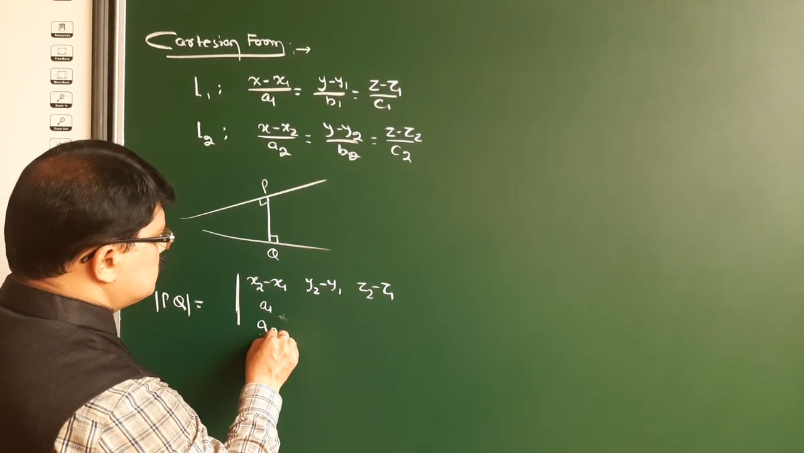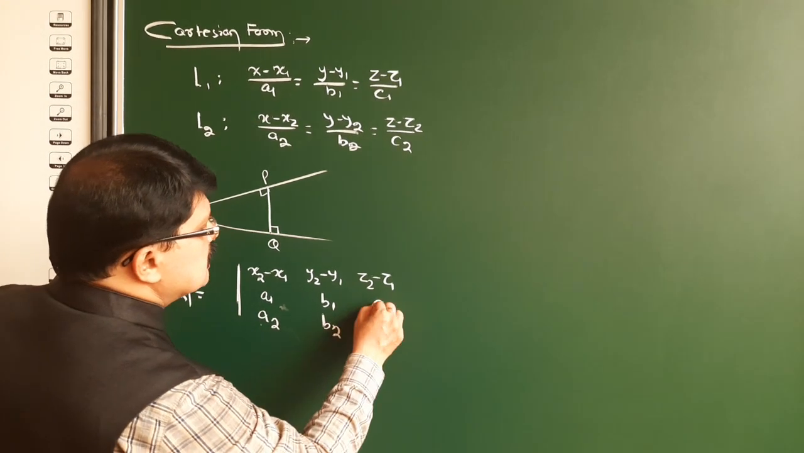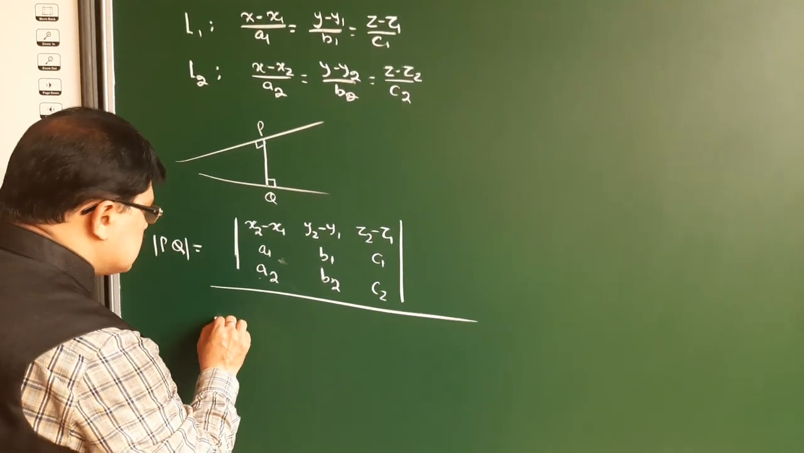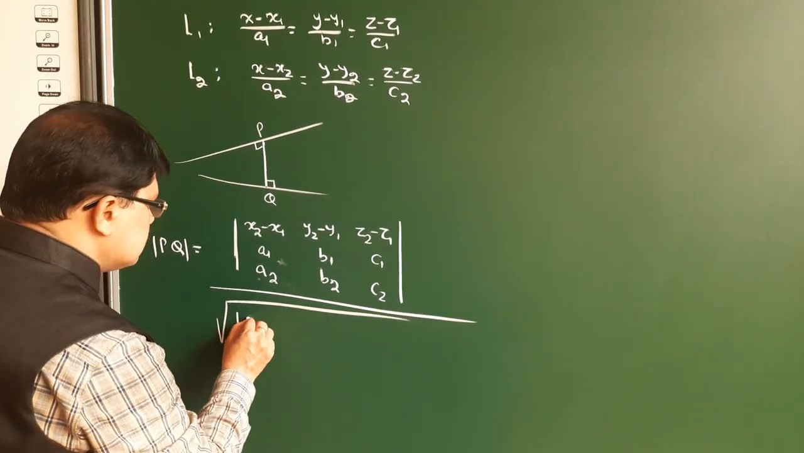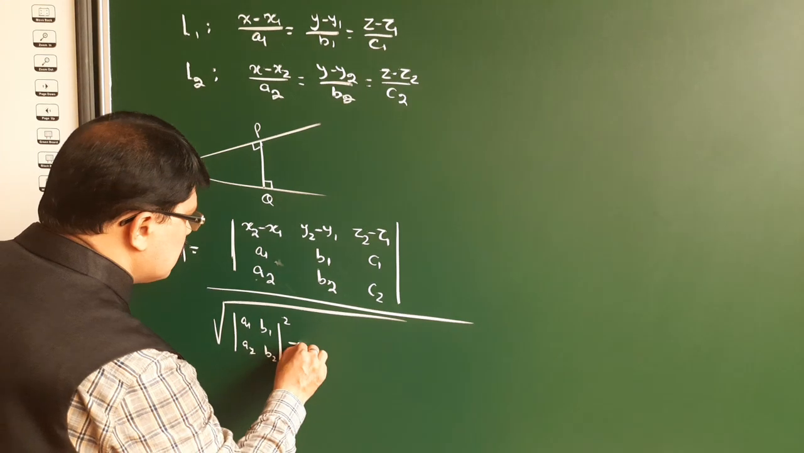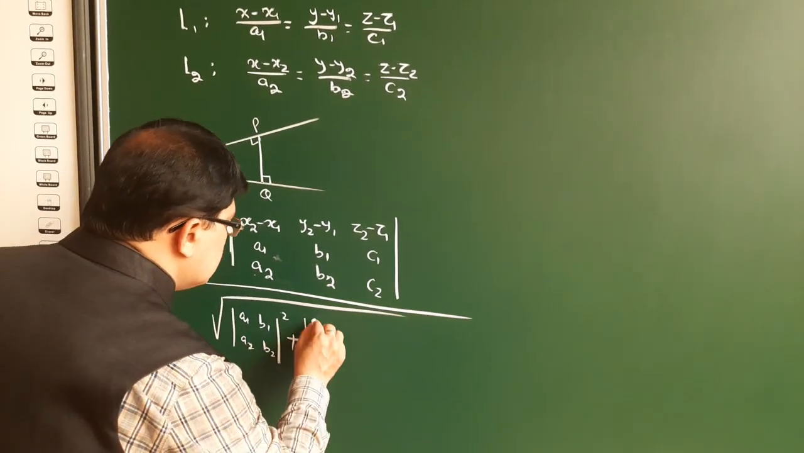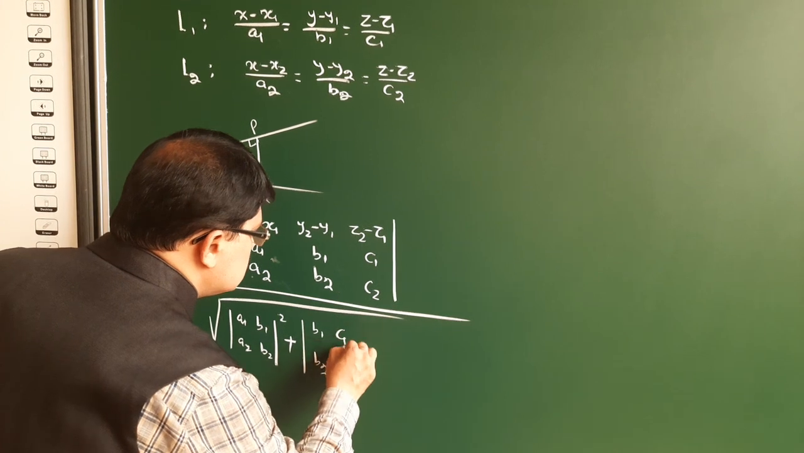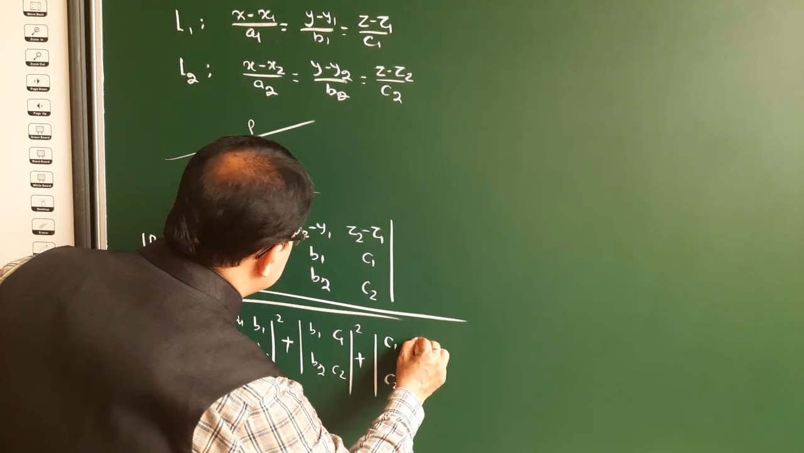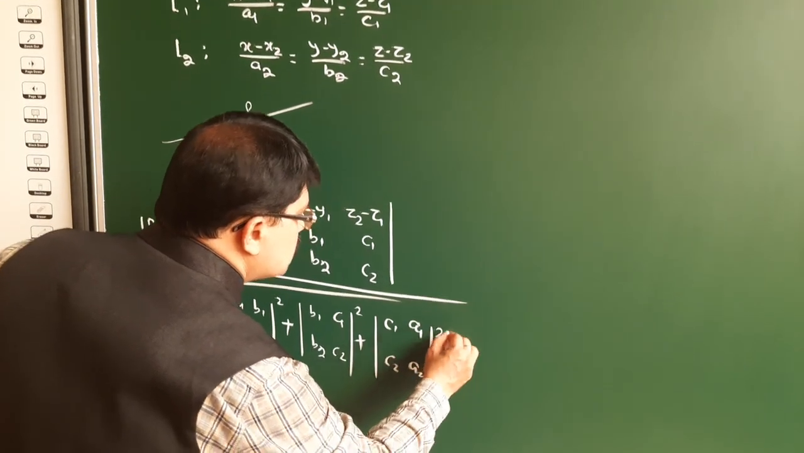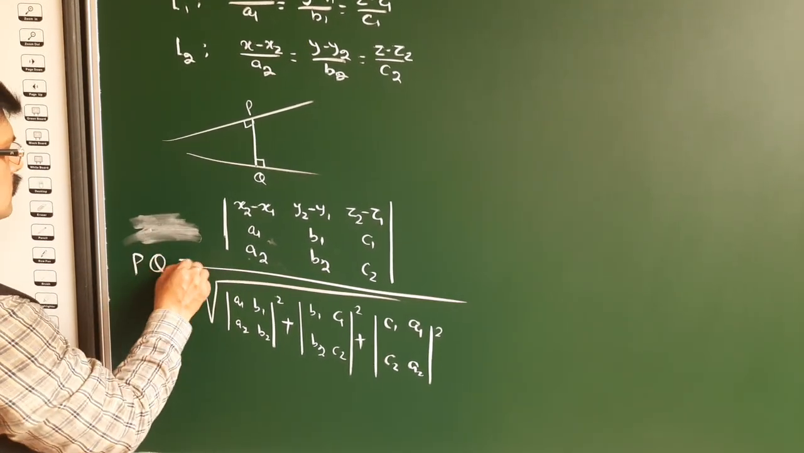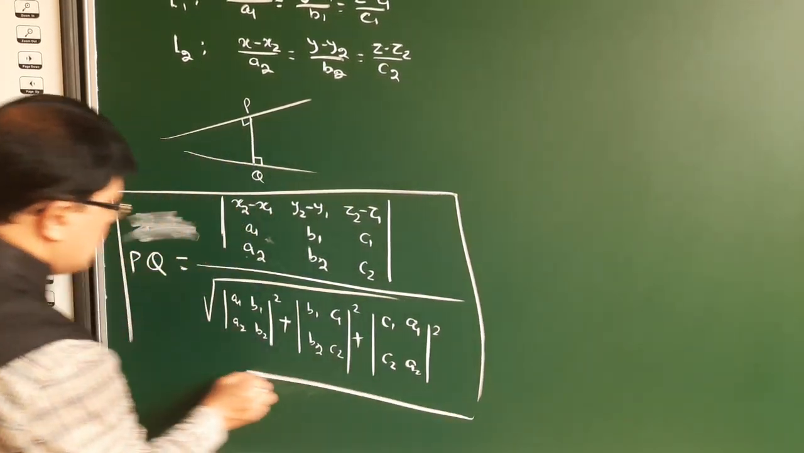then a1 a2, b1 b2, c1 c2, whole divided by the square root of the determinant a1 a2 b1 b2 squared plus b1 b2 c1 c2 squared plus c1 c2 a1 a2 whole squared. Understood? This is very, very important. You have to remember this formula.